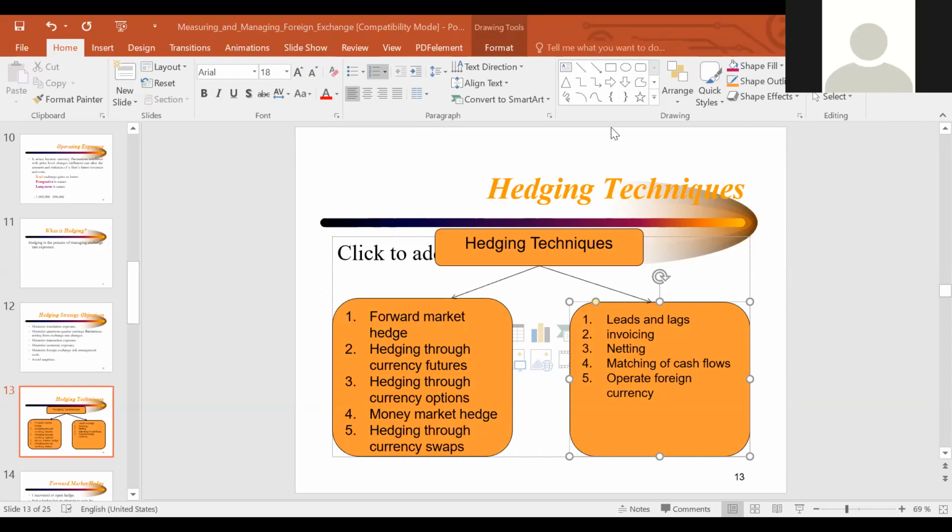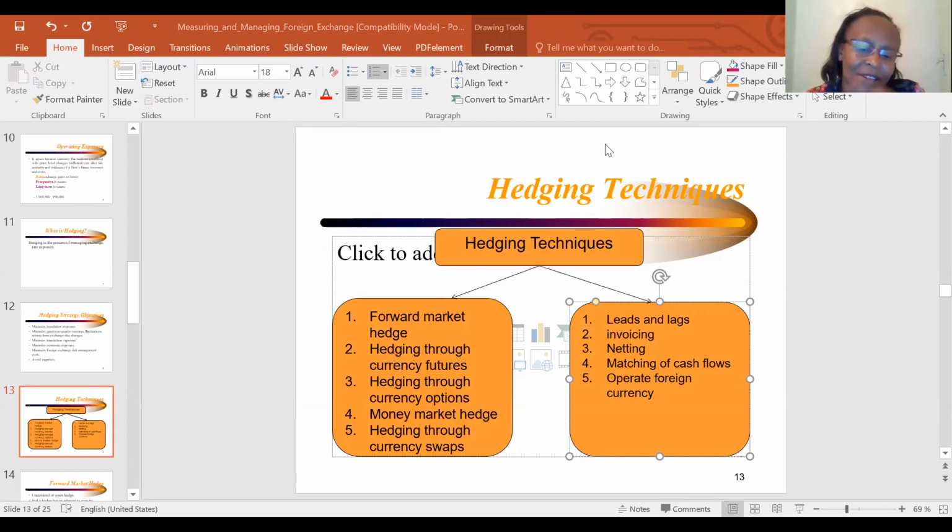What happens if you are receiving payment? Let's assume the exchange rate is not favorable. You can receive the payment in that account in US dollars, hold the money there in US dollars, and when the rates are favorable, you convert for use. That is one way of addressing it. The other method is what we call leads and lags.